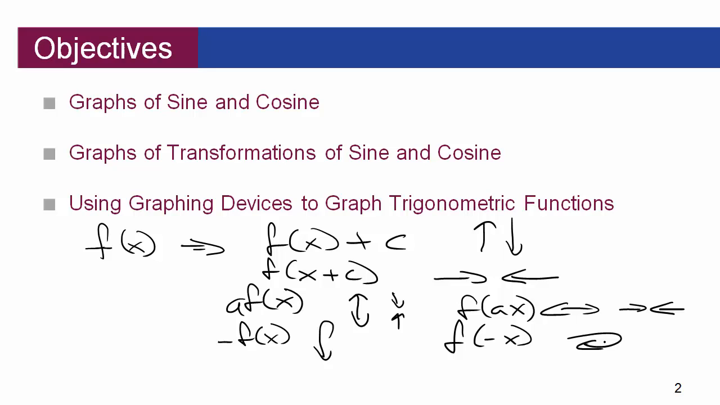These rules hold true for all functions. So we don't have to relearn everything for transformations of sine and cosine and transformations of trig functions, because they're just functions. So when we start throwing numbers on the outside of the functions, we know what it does. When we put them on the inside, we know what it does. So if you have the general idea of how you can manipulate functions and you understand that, then you just apply it to trig functions.